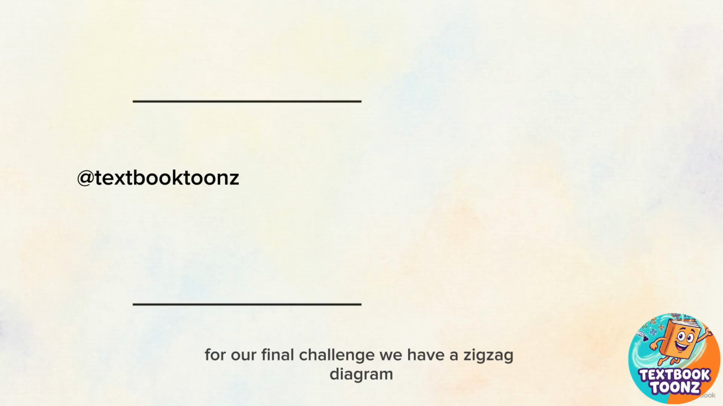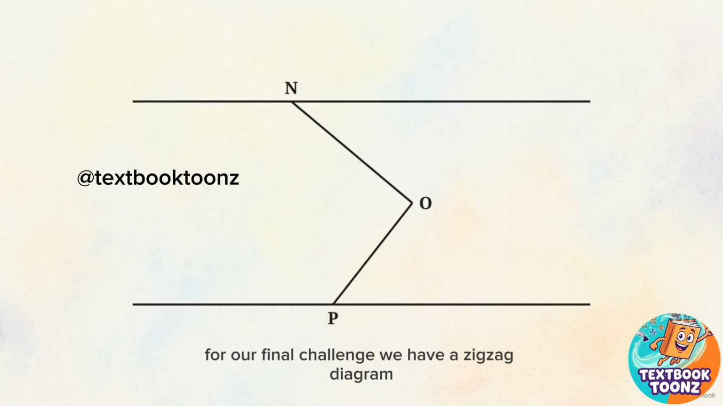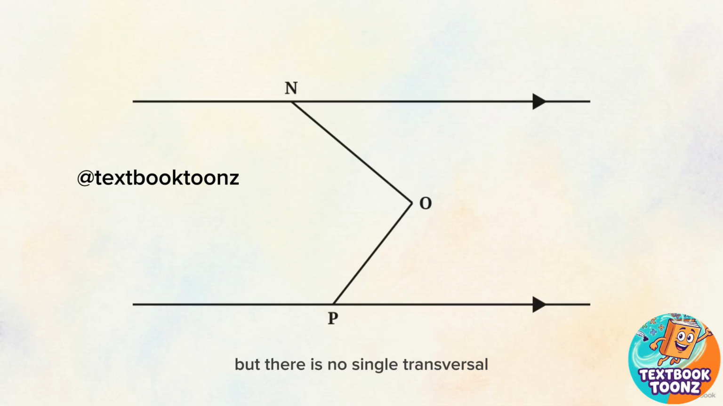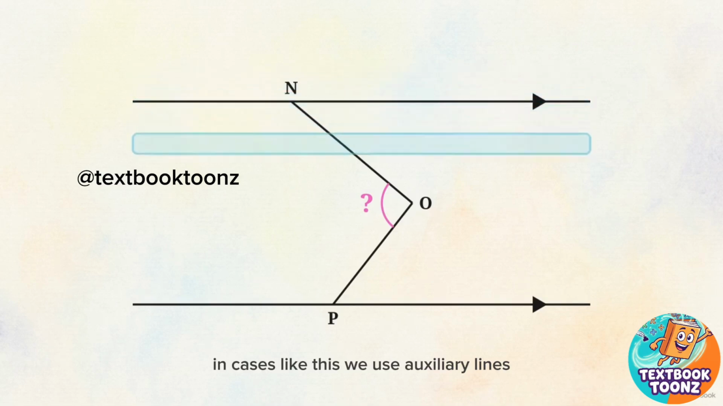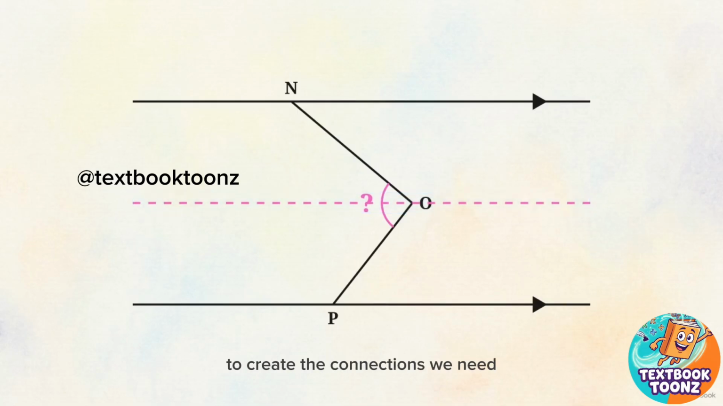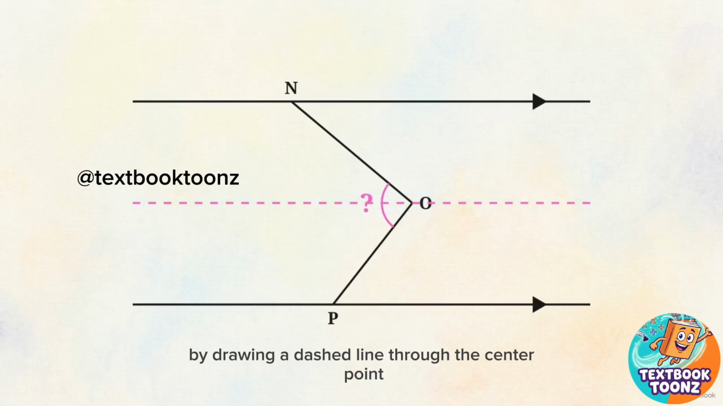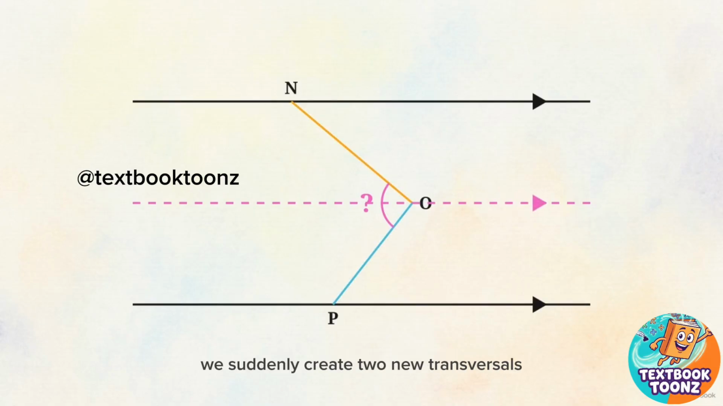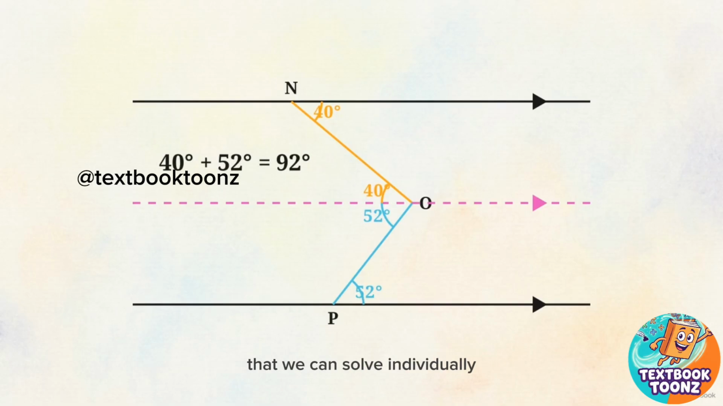For our final challenge, we have a zigzag diagram. We know the top and bottom lines are parallel, but there is no single transversal to help us find the missing angle, NOP. In cases like this, we use auxiliary lines, extra lines we draw into the diagram to create the connections we need. By drawing a dashed line through the center point that is parallel to the others, we suddenly create two new transversals and a set of alternate interior angles that we can solve individually.